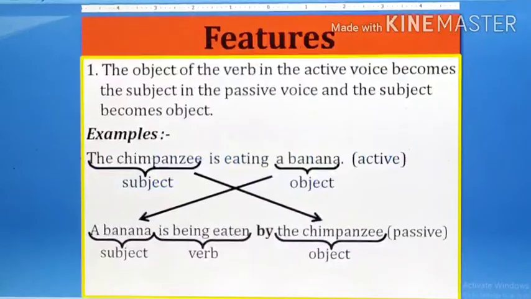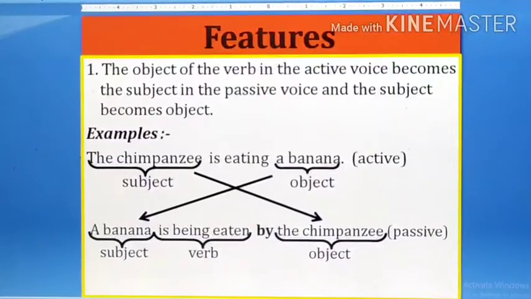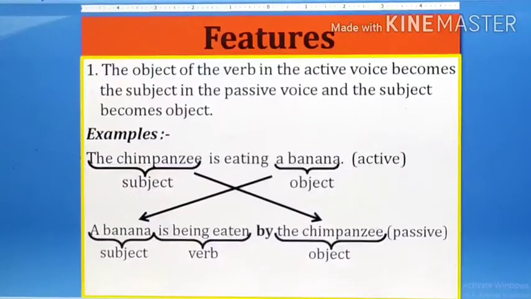Now next, I have given some features here. You have to remember them. If you know properly the features of active and passive voice, then it will be very easy for you to change active into passive or passive into active. The first feature is: the object of the verb in the active voice becomes the subject in the passive voice, and the subject becomes the object. Just now we told you in the previous part, when we change between active and passive, the subject becomes the object and the object becomes the subject.